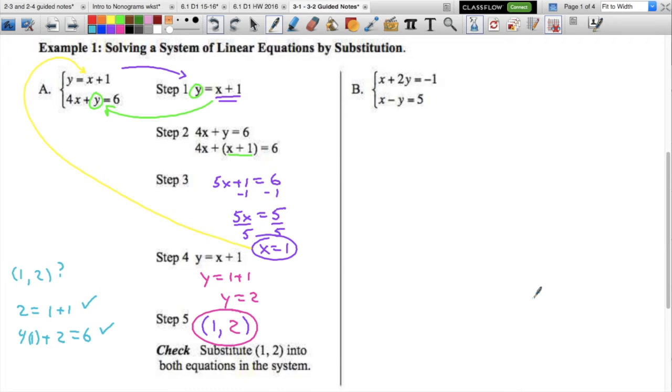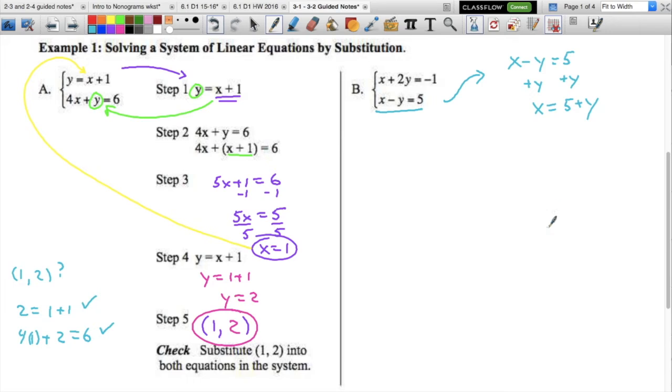So on this particular one, I'm fine with solving either. Now I noticed that in the second one I don't have any leading coefficients. I think that's going to make it easier. So I'm going to take this equation here and solve it for x, because x is positive. Step 1 is I solve for either one. I want to solve for x, so I add y to both sides, and I get x equals 5 plus y. Okay, so step 1 is done.